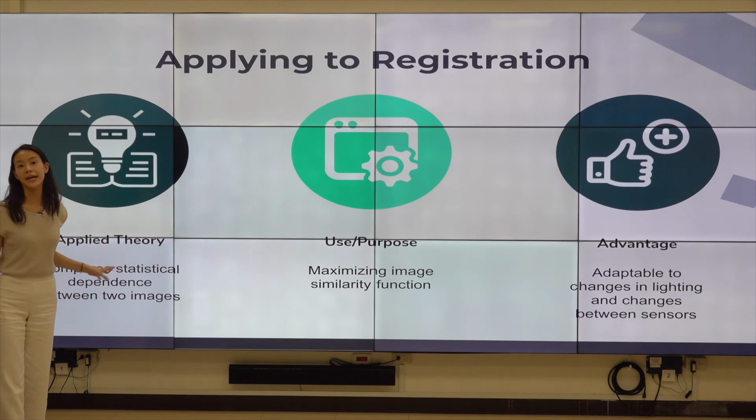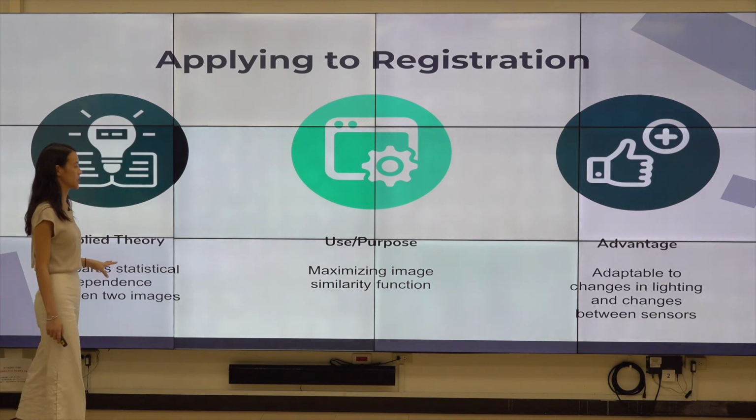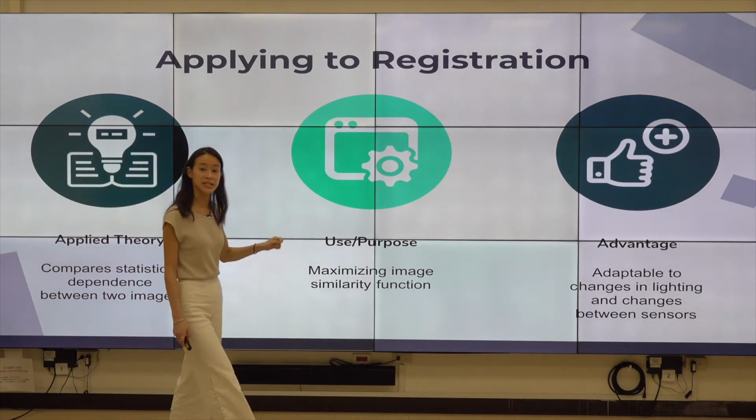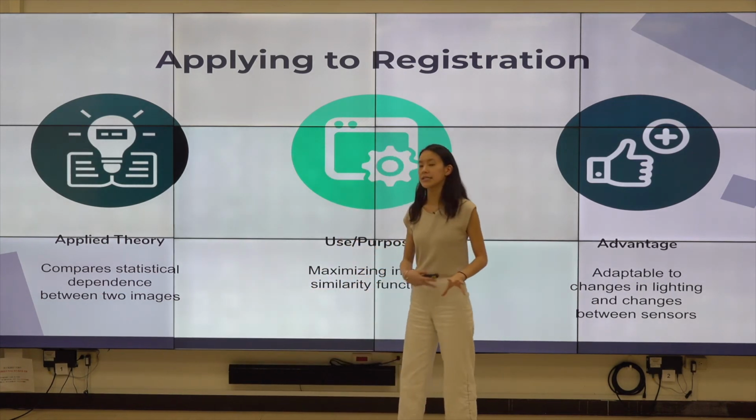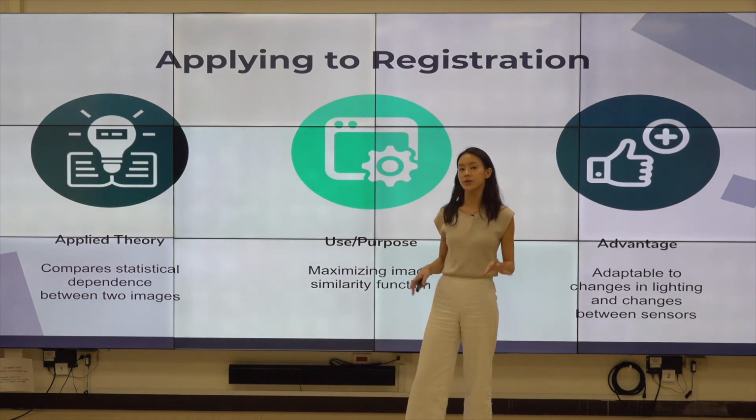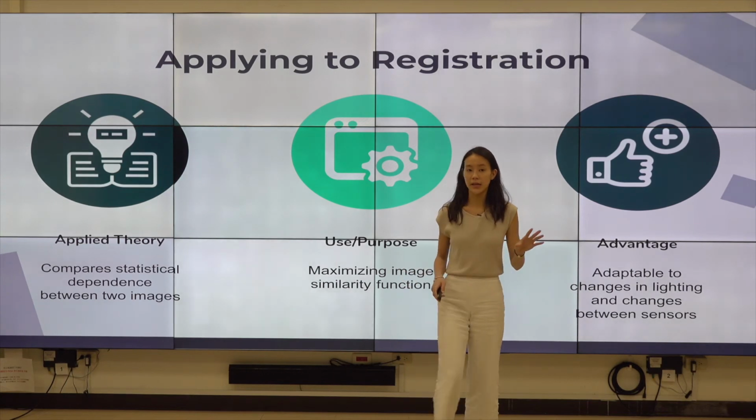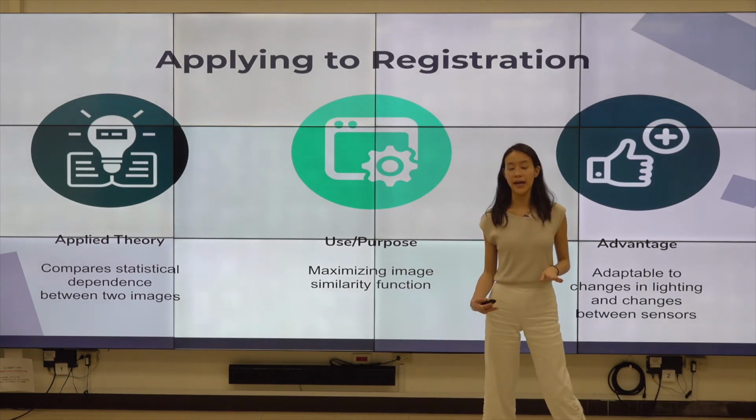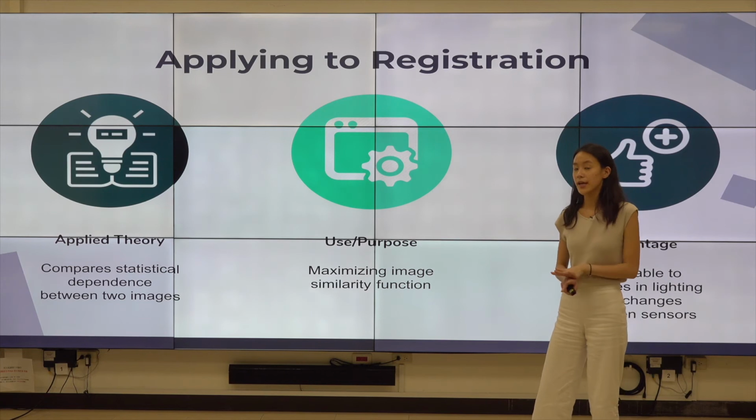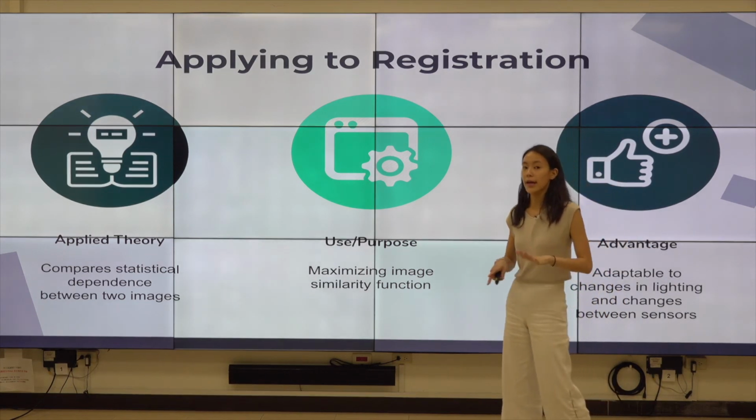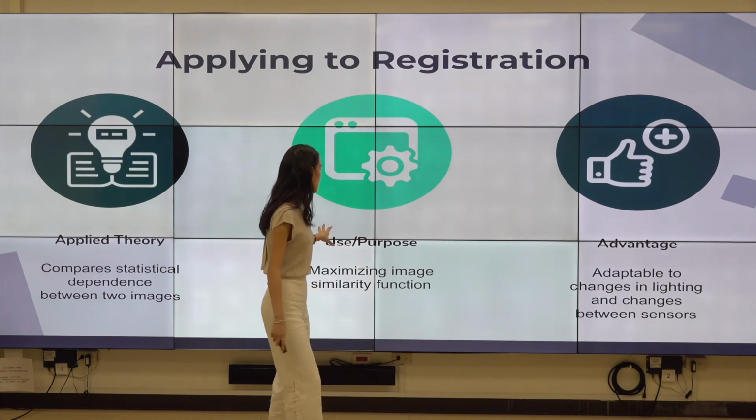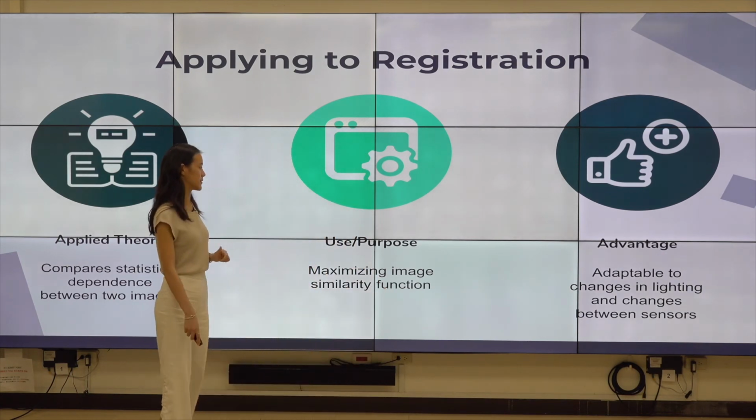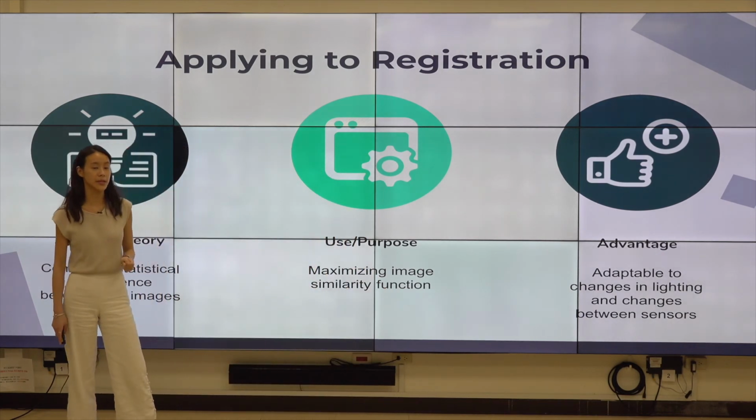So applying this entire mutual information to registration, one thing I would like to note is that the applied theory is basically comparing the statistical dependence between the two images. Looking at the fixed image and the moving image, we're able to determine the mutual information between the two. The purpose of this is that we're maximizing the image similarity function.